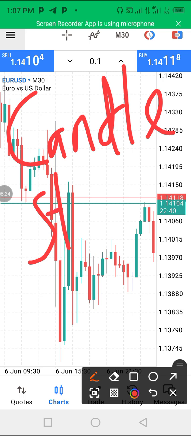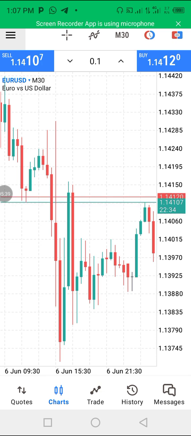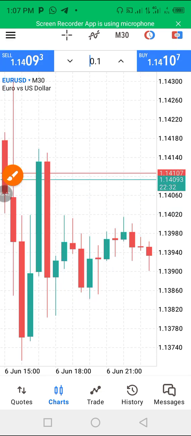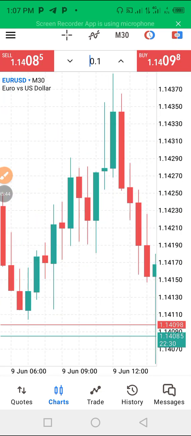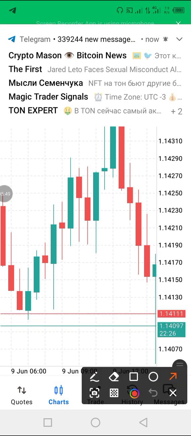Candlesticks. Sorry about that if it's slow. Yeah, we talk about candlesticks. What are candlesticks? Zooming out, these are candlesticks. I told you in the last class, this is just to quickly repeat.